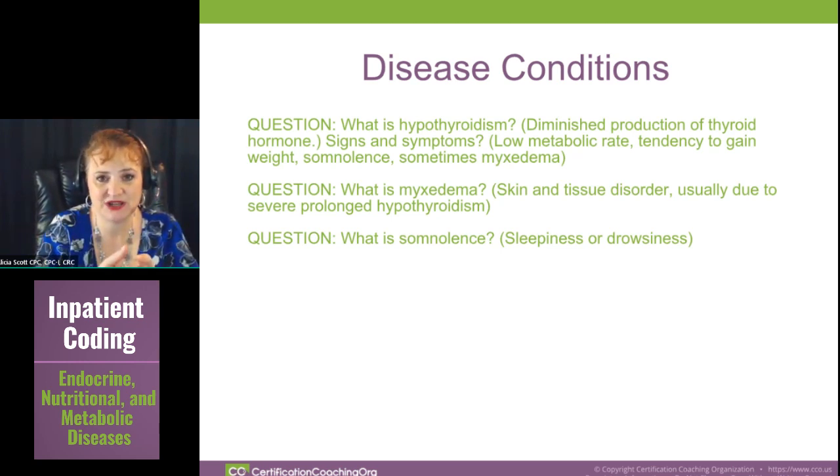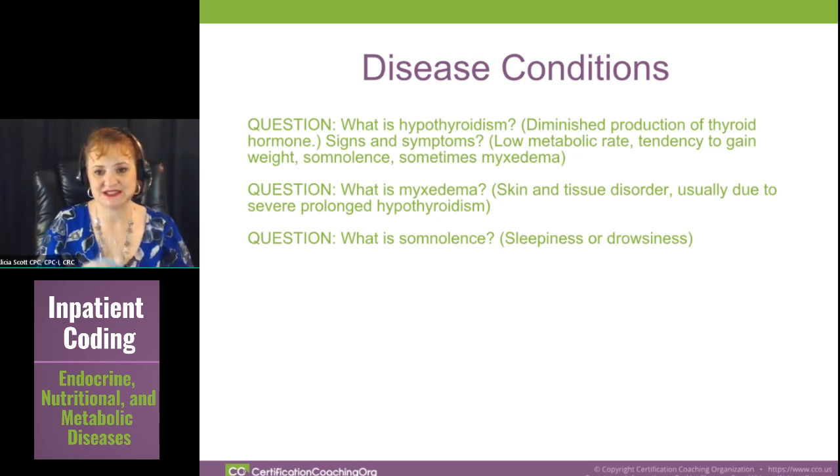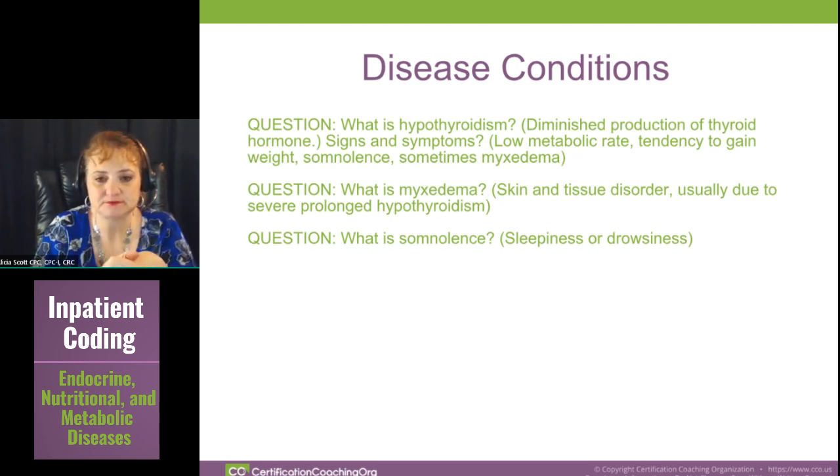So hypothyroidism is diminished production of thyroid hormones, and everything is slow. Think of that in the body. Whereas the opposite happens with hyperthyroidism. Myxedema is usually due to prolonged hypothyroidism. Go out and look and see how that exhibits itself, and somnolence. You will see that in documentation.